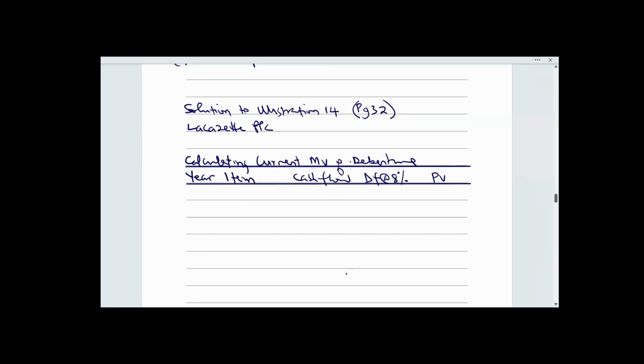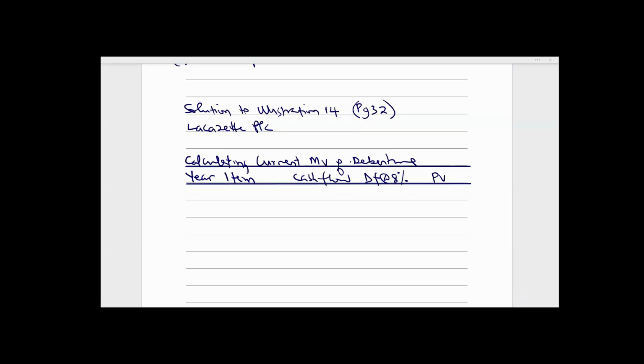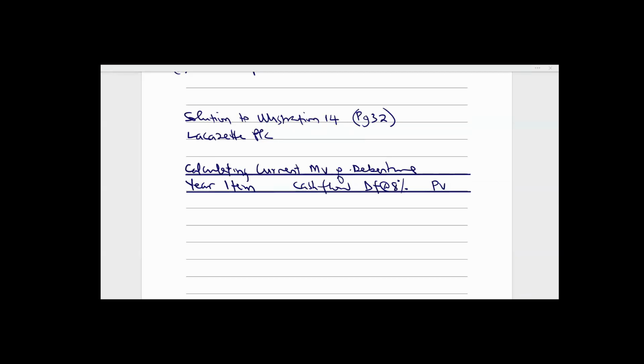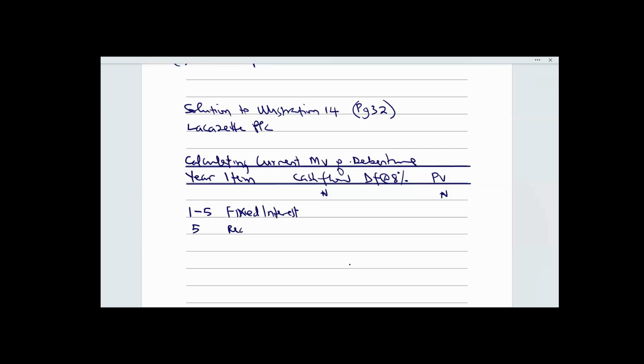So again, I will go back to the question. We are told that the debenture has 5 years to run. Therefore, the company will pay annual fixed interest for the next 5 years, year 1 to 5. Then in the final year, at year 5, this debenture will be redeemed. So here will be the redemption value.